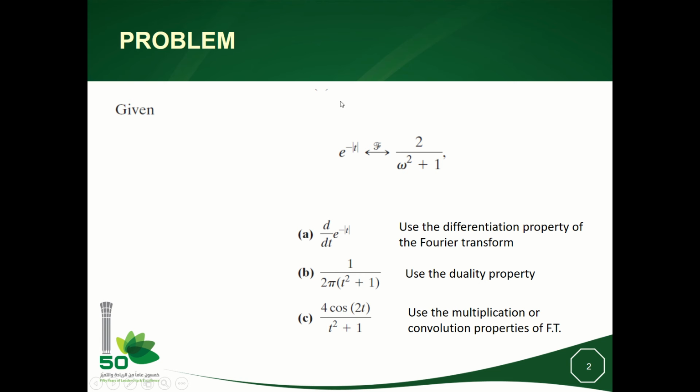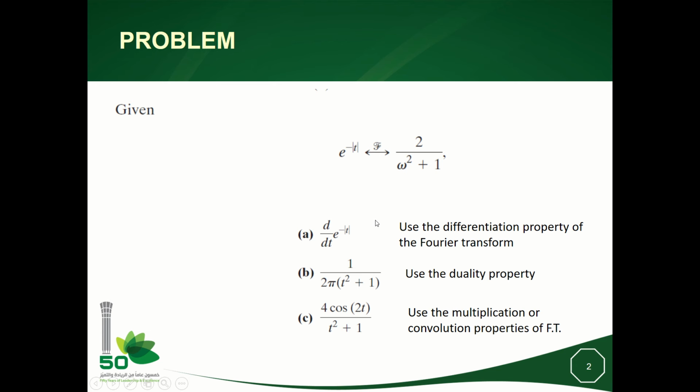Assume that we have the Fourier transform of the function exponential minus absolute value of t, which is given by 2 over 1 plus omega squared. If we know this Fourier transform pair of the function exponential minus absolute value of t, we are asking for the Fourier transform of d over dt exponential minus absolute value of t. And also we are asking for those function in time, what it should be the respective Fourier transform.